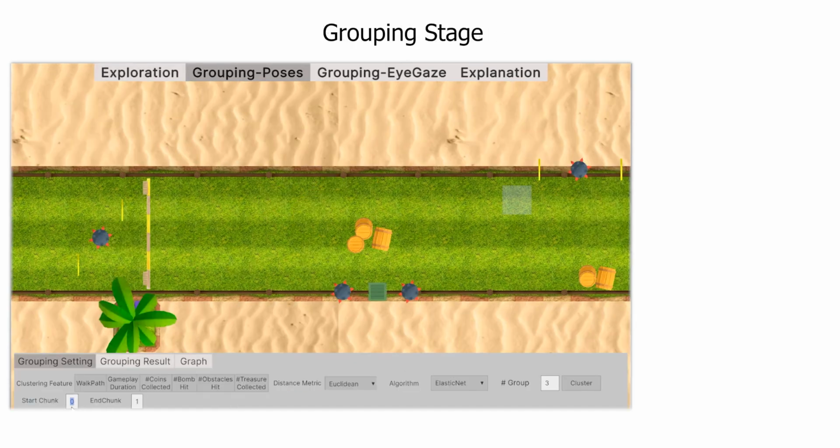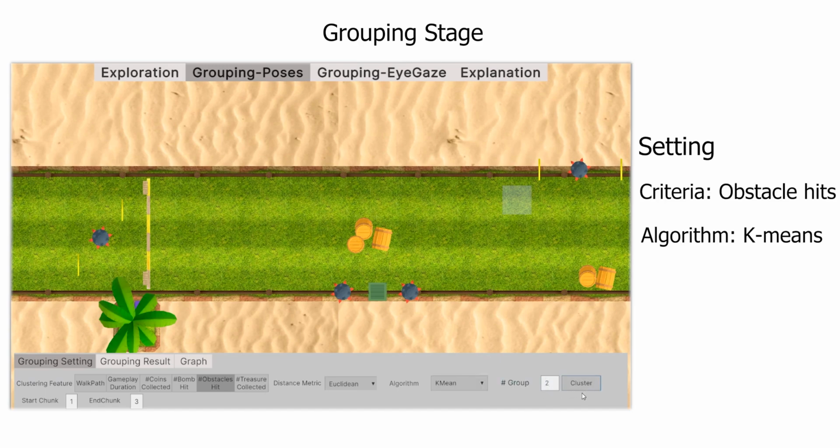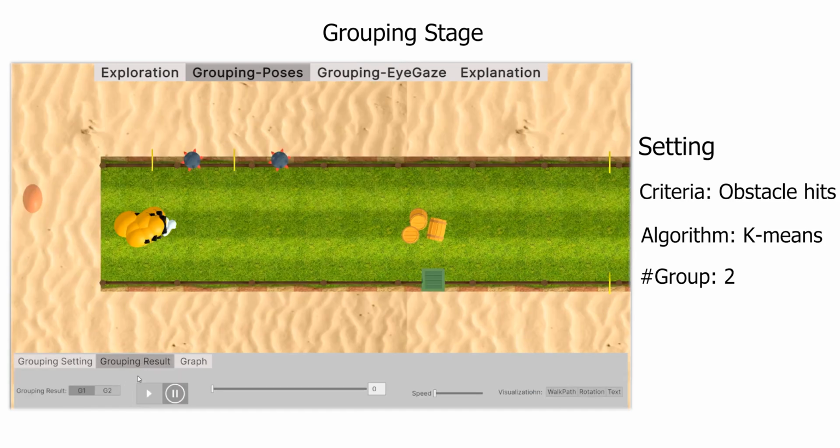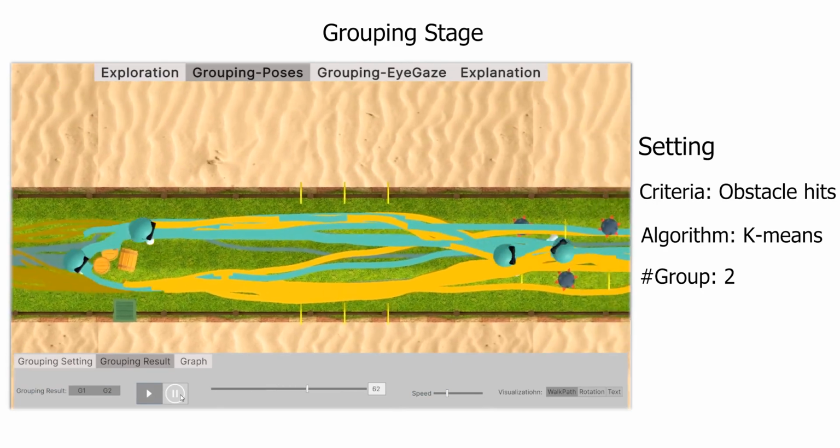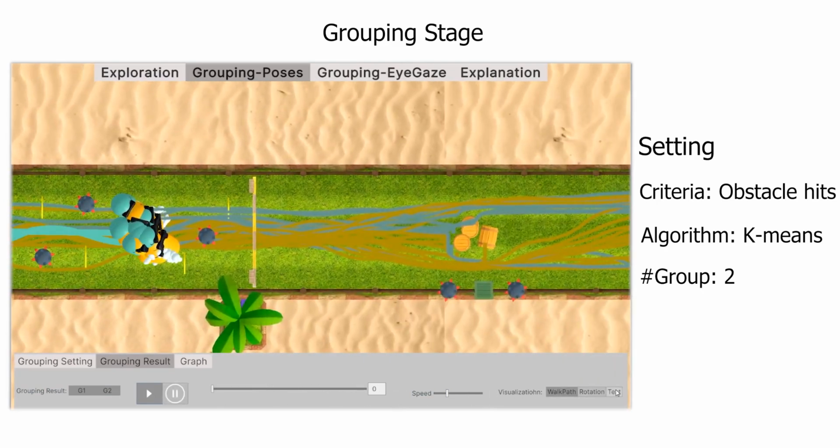To identify all players who bumped into the obstacle, she moves to the grouping stage, where she specifies clustering criteria for grouping. She selects obstacle hits as a feature and uses k-means as the clustering algorithm, setting the number of groups to 2. Next, she moves to the grouping results sub-tab to review the outcome. Now she can select a group and replay the data, focusing on the group of players who are struggling.